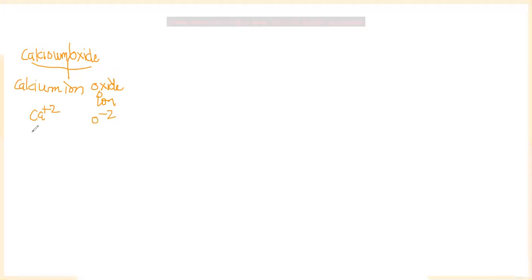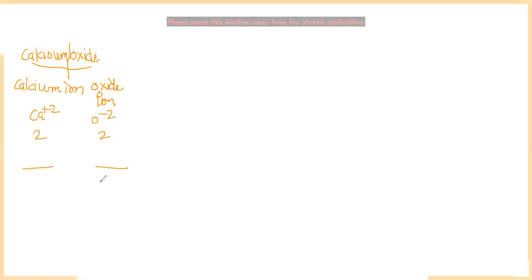So now we want to write calcium oxide. We can divide it into two parts: one is calcium, another is oxide. So we have two ions, the calcium ion and the oxide ion. The calcium ion is Ca plus 2 and the oxide ion is O minus 2. So we will write their charges, 2 and 2.